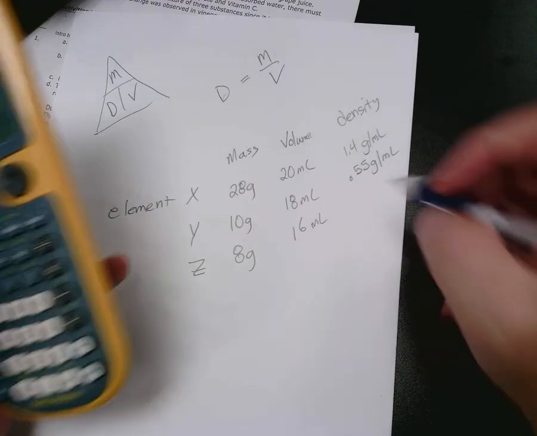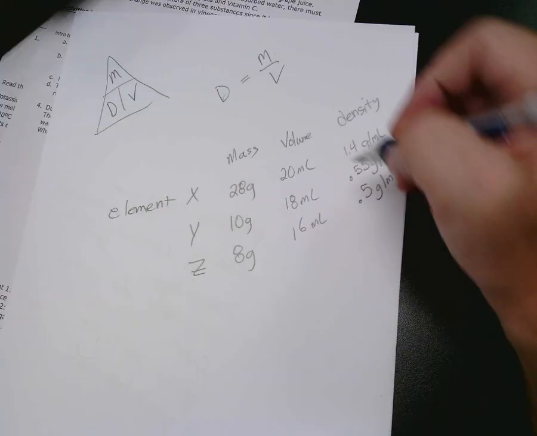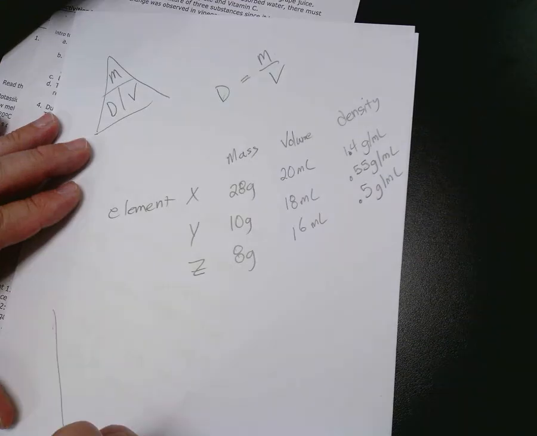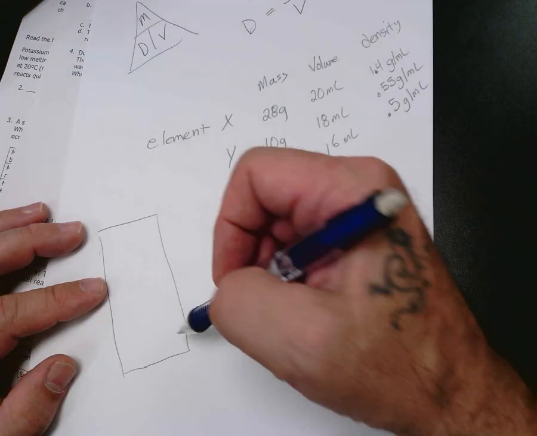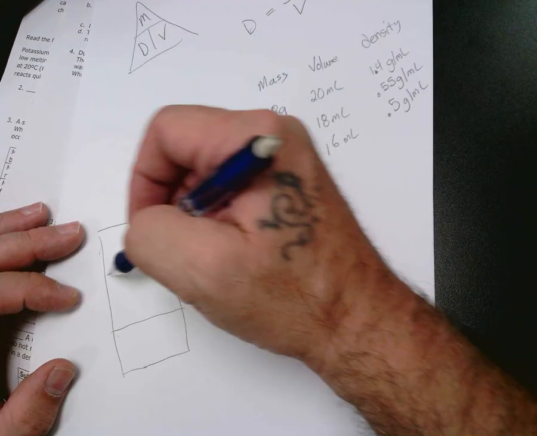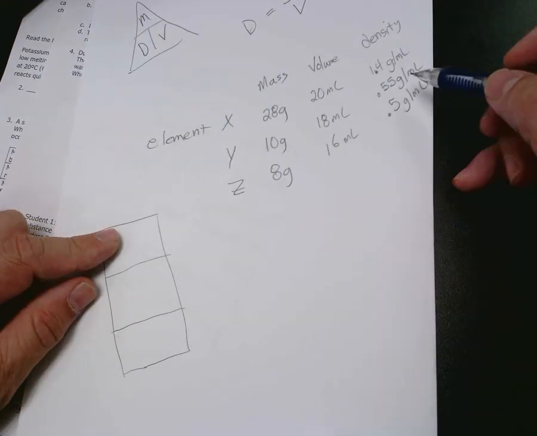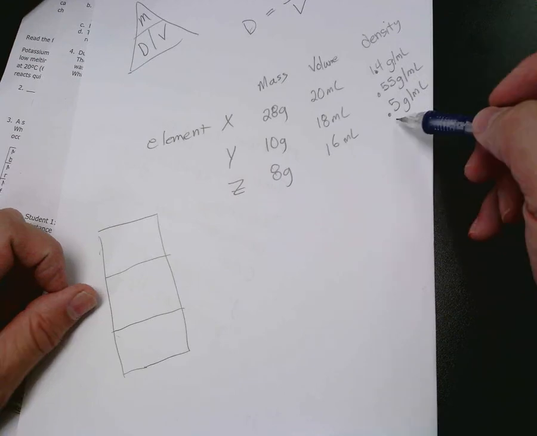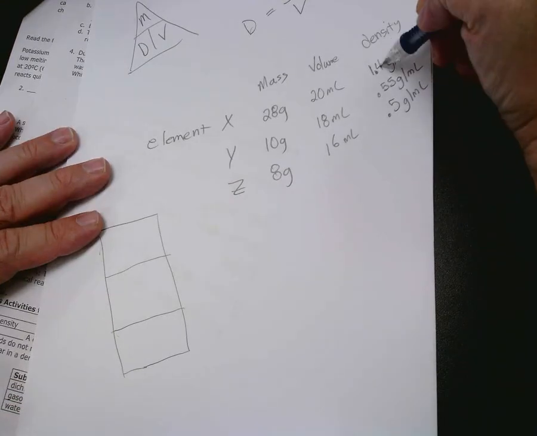And so they're asking what order these would appear in a container. We've done a density column before, and we know that the most dense things end up at the bottom, and the least dense things end up at the top. So we just have to compare these densities. We have 1.4 grams per milliliter, 0.55 grams per milliliter, and 0.5 grams per milliliter. The most dense thing, the thing that weighs the most per unit of volume, is 1.4 grams per milliliter. So element X is at the bottom.